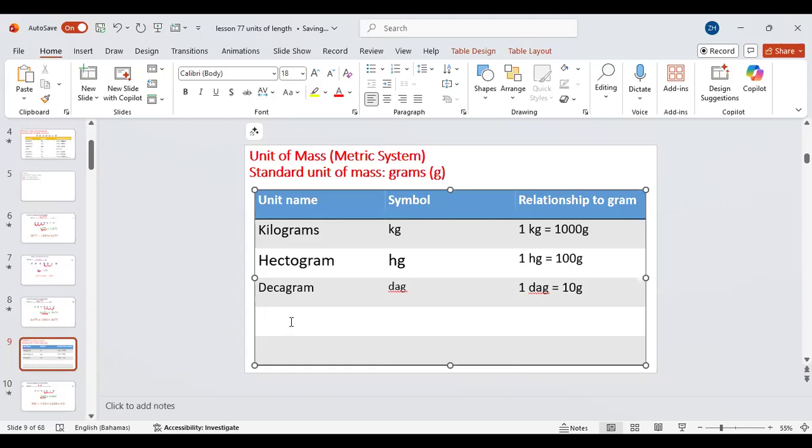So now we have grams, right? Grams is the base unit. So what's the symbol for grams? G. Small g. Come on, small g.